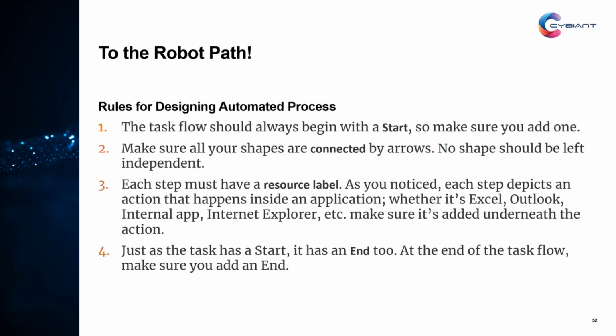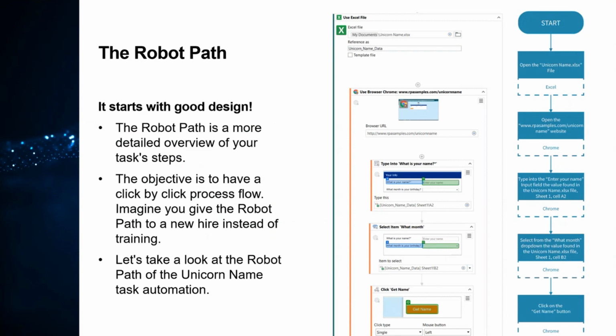But if you were to put it into the robot path, we need to be a little bit more specific, simply because in this part, we are talking about where to type into, what mouse click is required, how many mouse clicks required. And we draw everything down and we need to connect everything by arrow. Okay, so if you were to put it into the robot path, then it will be more detailed than the human path. Okay, so you can see that here you can see we start with the workflow, and then we open the unicorn name, okay, the Excel file.